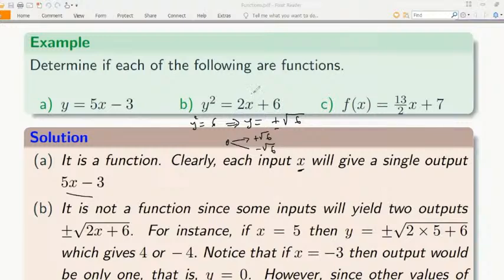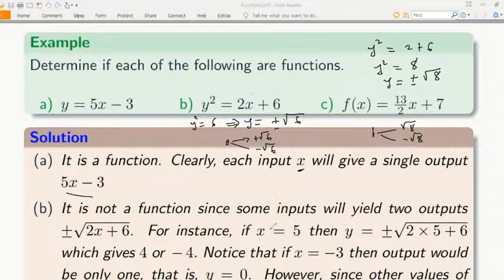What about if I were to put 1? My object was to be 1. So y squared is 2 plus 6. So if I put 1 where there is x, y squared would be 8. What about y? It would be plus or minus the square root of 8. So that means a single input that I put there, which was 1, has given two images, and one is positive root 8, and the other one is negative root 8.